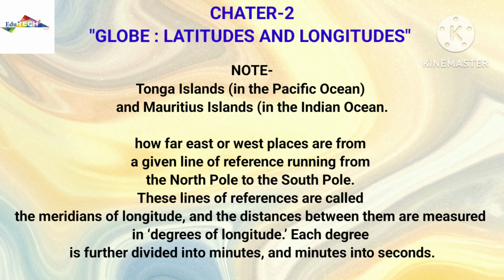Tonga Islands in the Pacific Ocean and the Mauritius Islands in the Indian Ocean. How far east or west places are from a given line of reference running from the North Pole to the South Pole. These lines of reference are called the meridians of longitude, and the distances between them are measured in degrees of longitude. Each degree is further divided into minutes and the minutes into seconds.